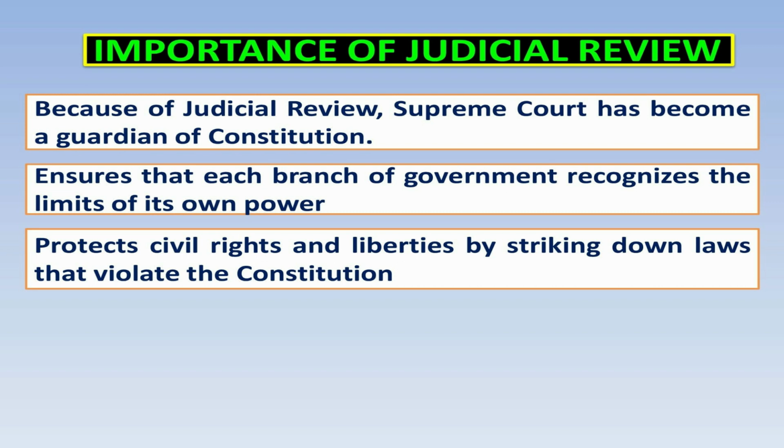Judicial review plays an essential role in ensuring that each branch of the government recognizes the limits of its own power. Moreover, it protects civil rights and liberties by striking down laws that violate the Constitution. Finally, it sets appropriate limits on democratic government by ensuring that popular majorities cannot pass laws that harm or take undue advantage of unpopular minorities.